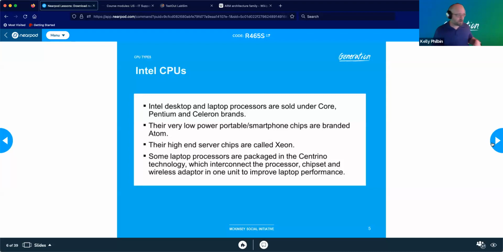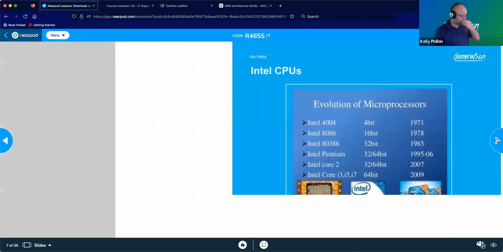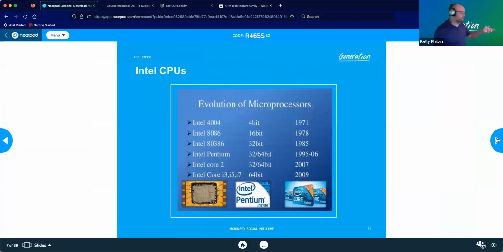Intel tends to be rather low power, and they have their own smartphone chips, which are also called Atoms. Then you have the laptop ones, which are called Centrino, and then they have the servers, which are called, was it Xeon? Some of these have gone by the wayside and improved. This is just showing you the evolution of Intel. No, you don't need to memorize this. No, you don't need to know when it came into being in 1971. This is just showing you how and when they were hitting the markets.